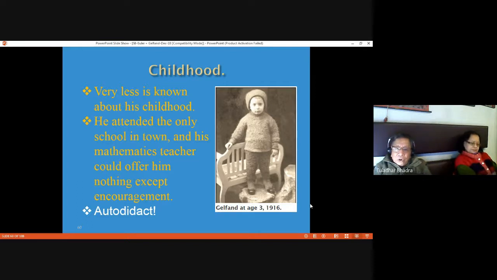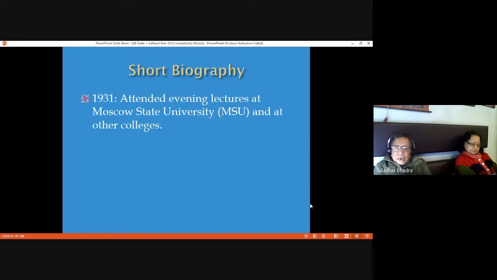He was an autodidact. He studied on his own. In 1931, he attended evening lectures at Moscow State University and other colleges, though I have not mentioned it over here. When he wanted to study something, he wanted to learn a bit of mathematics, he was sent to his maternal uncle, who was living in a bigger city, and he lived over there and attended the school. But he was not satisfied with the teaching of mathematics in that school also. So he actually ran away to Moscow and lived with one of his relatives.